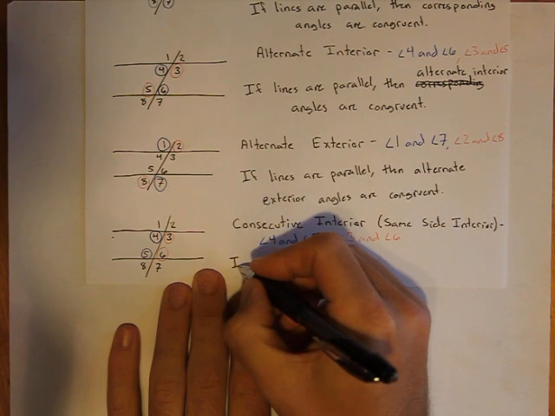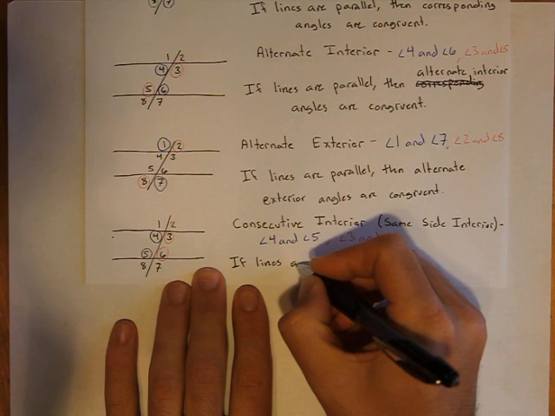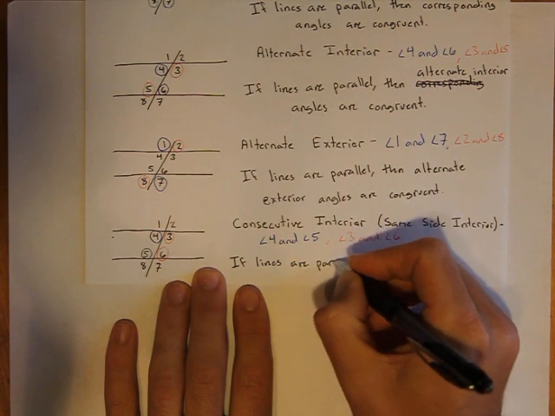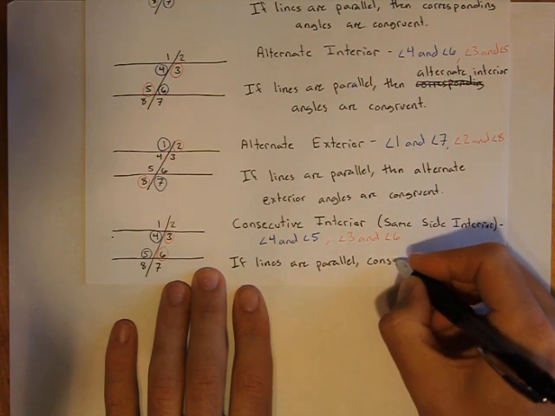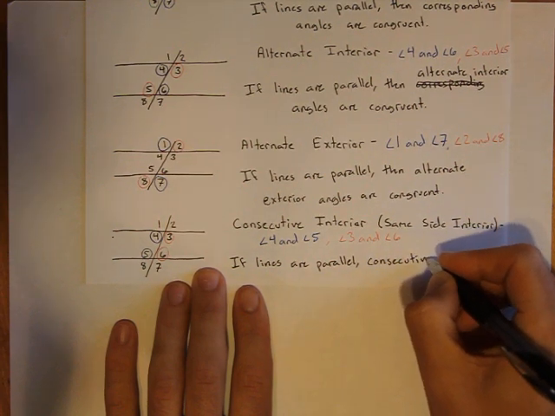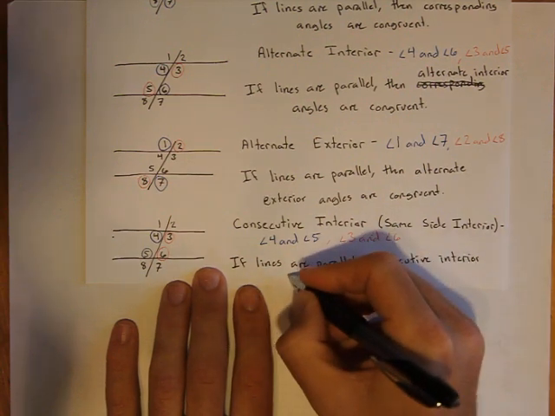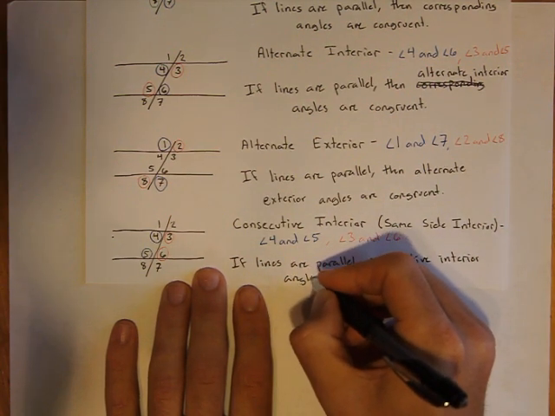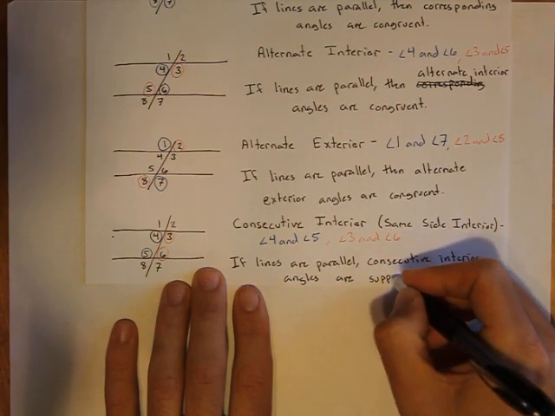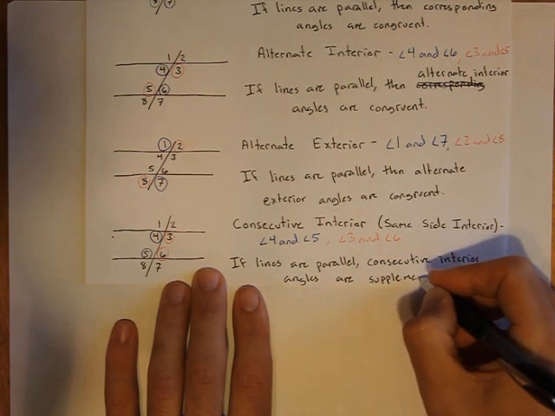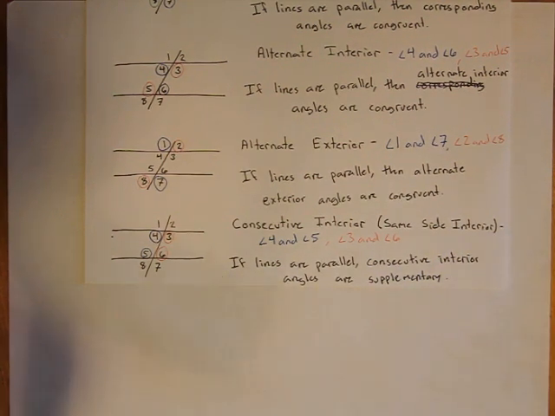If lines are parallel, I'm almost out of space, but I think I can fit it. If lines are parallel, consecutive interior angles are supplementary. They're going to add to 180 degrees.